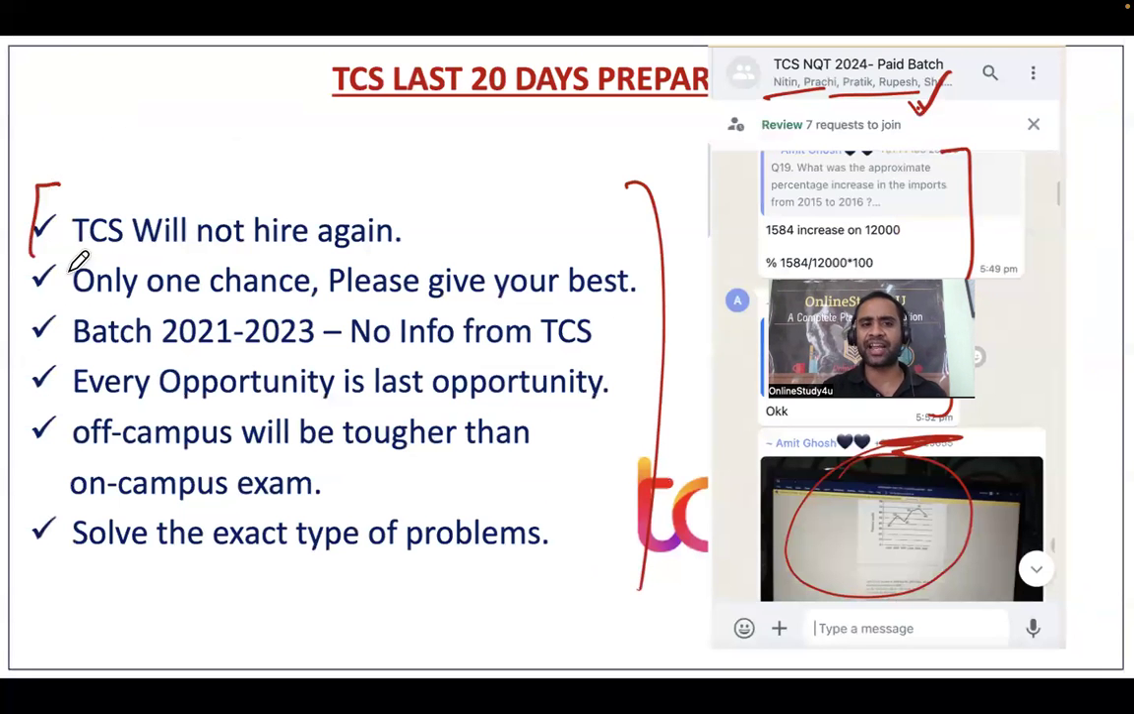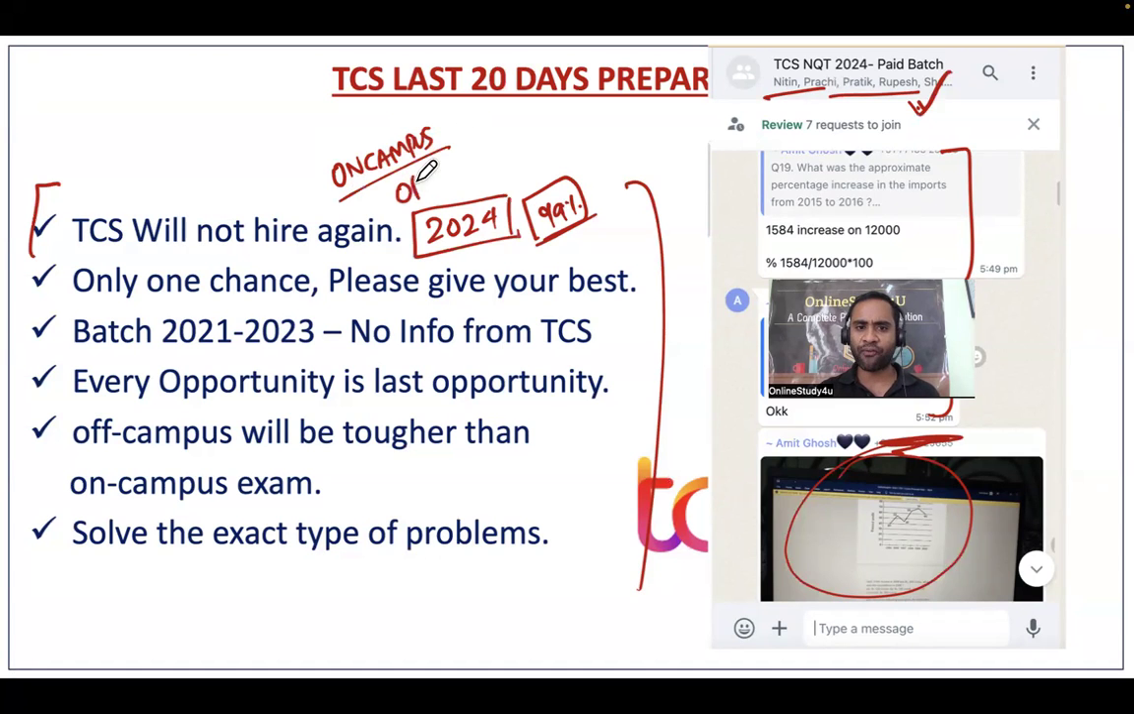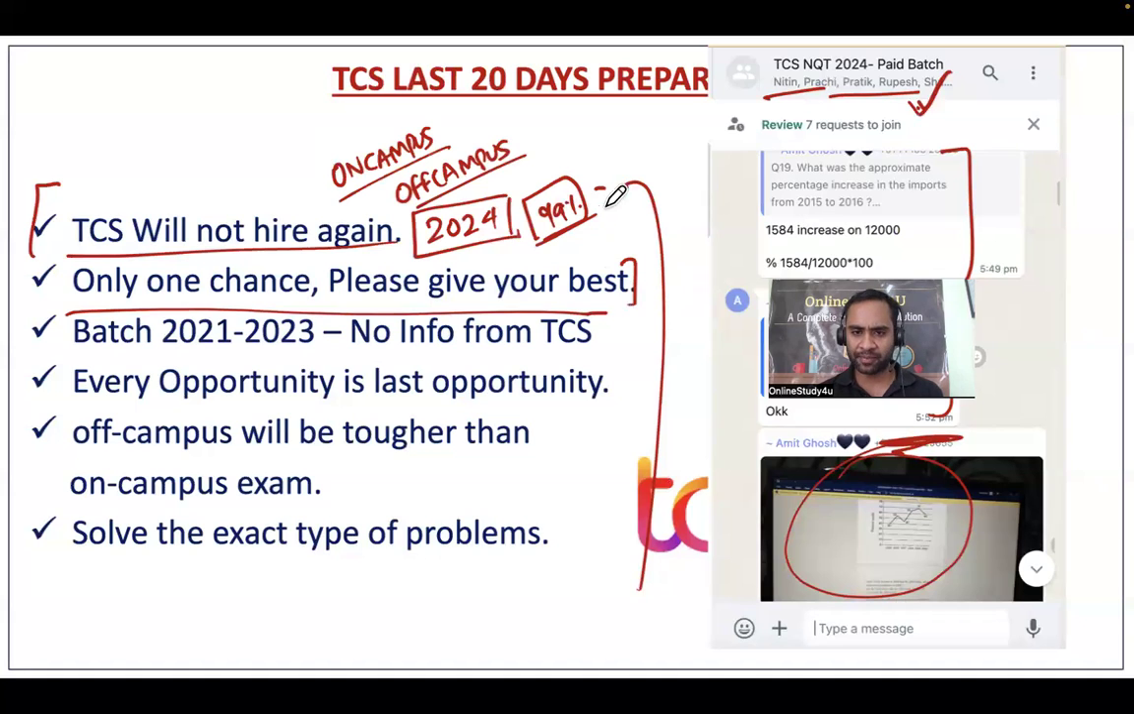Friends, you have to understand that TCS will not hire again. For the 2024 batch, please keep in your mind that TCS is not going to hire again. I could say 99%, I cannot say 100%. But TCS already conducted on campus for 2024, and is now conducting off campus. So you should not expect any more hiring by TCS. That means you have only one chance, and you need to give your best.